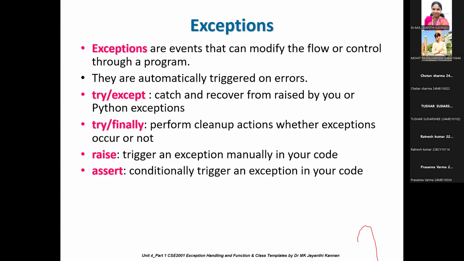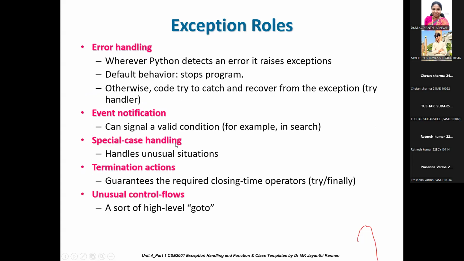They are automatically triggered on errors. So if an error occurs during runtime, it will be forwarded to the exception routines. In Python, we use try, except to catch and recover from the exceptions raised, or we can go with the try and catch block. Exception handling is an error handling routine, and in Python it can be done using various built-in functions, but in C++ we use try and catch.